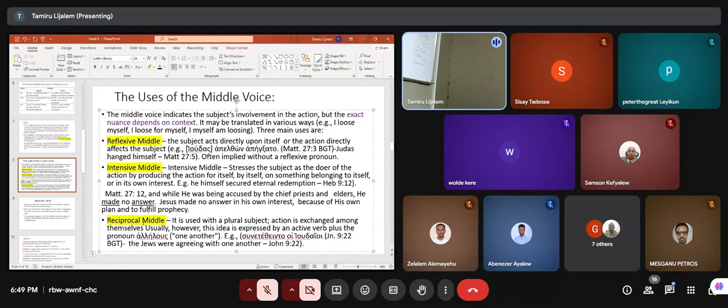Okay. The other one is reciprocal middle. It is used with a plural subject action: one another, allelous. In Greek, allelous is reciprocal. It is used for plural action, exchange among themselves. Usually, however, the idea is expressed by active verbs plus the pronoun: active verbs and one another, or allelous.